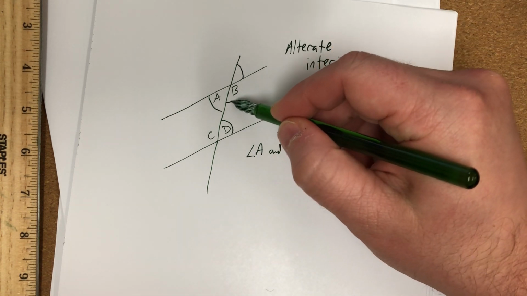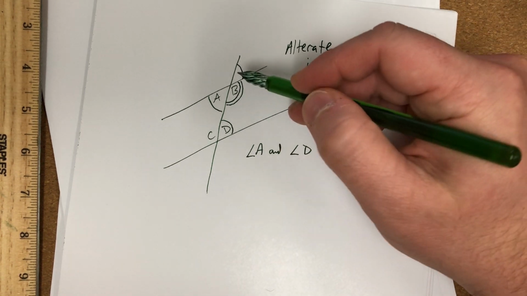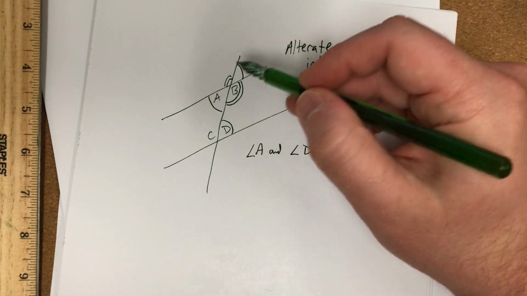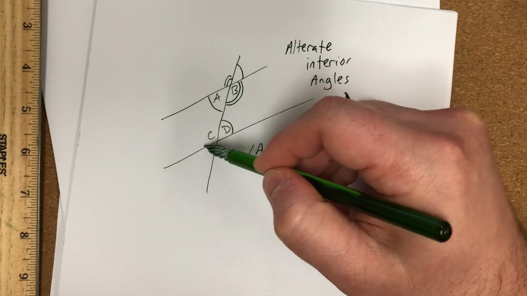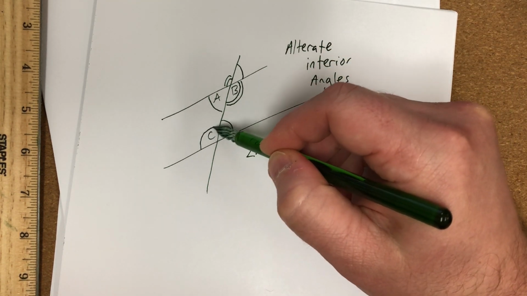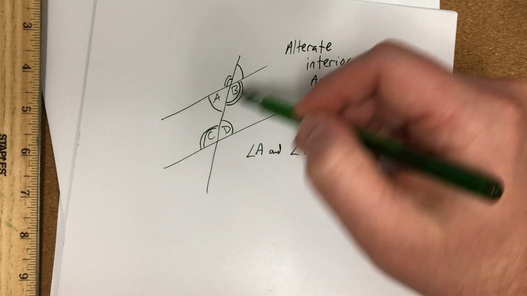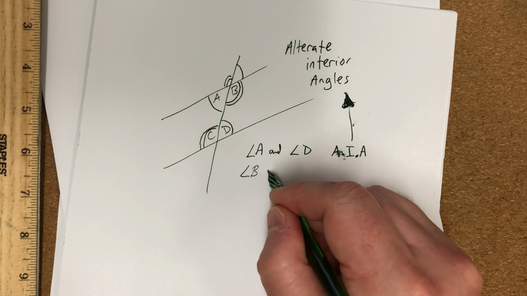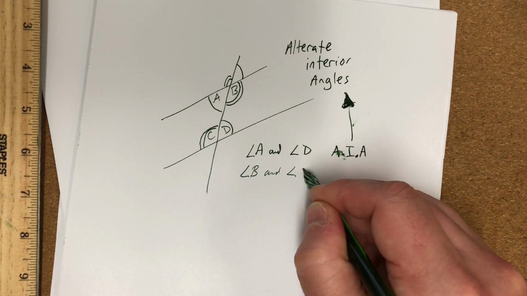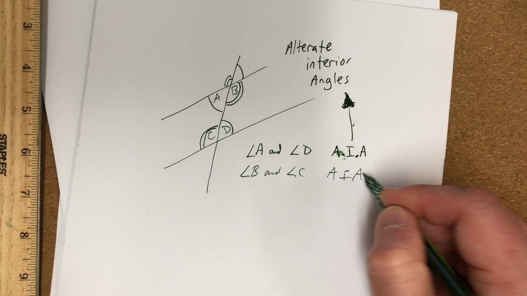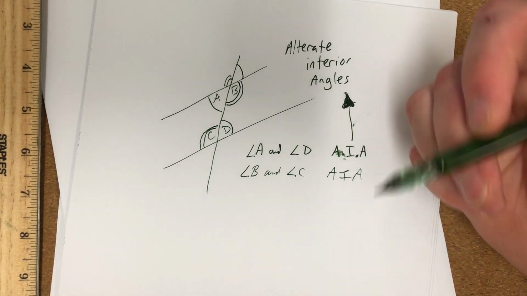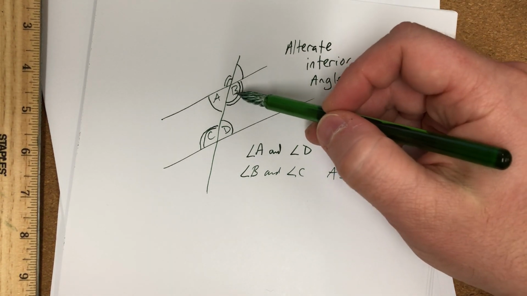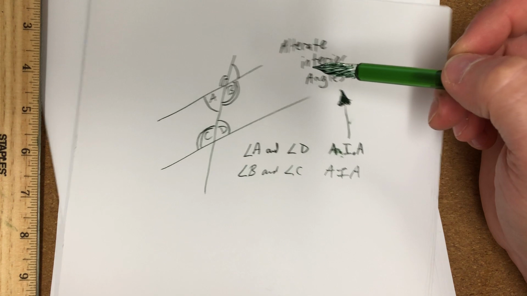And if we look at this, well, that means that B's got a vertical angle right there, and that angle matches up with C down here. So B and C are also alternate interior angles. And B and C are also congruent. So these things called alternate interior angles are congruent.